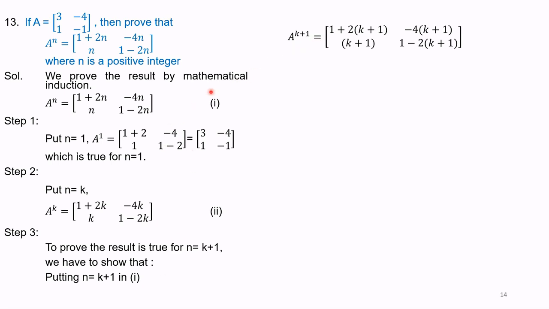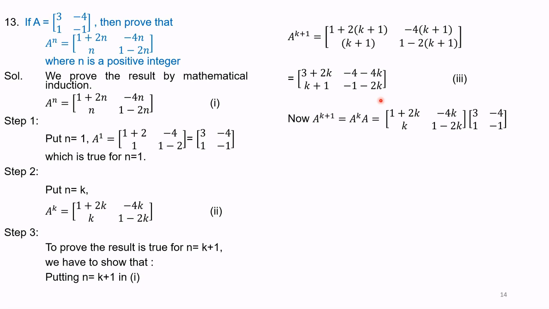We get A to the power of k plus 1 is equal to 1 plus 2 into k plus 1, minus 4 into k plus 1; k plus 1 and 1 minus 2 into k plus 1. Therefore, simplifying, we get 3 plus 2k, minus 4 minus 4k; k plus 1 and minus 1 minus 2k. Let it be equation 3. Now, from our mathematical knowledge, we know A to the power of k plus 1 is equal to A to the power of k into A.